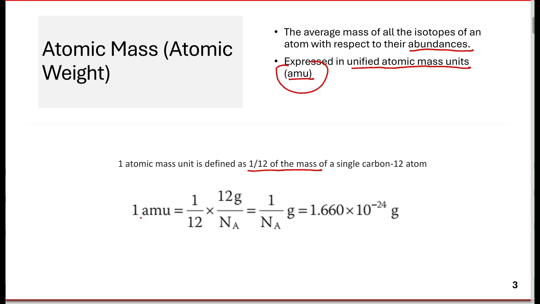So how do we calculate that? We have that one atomic mass unit, this is 1/12, we said, of the mass of a single carbon-12 atom. So 12 grams divided by N_A. N_A is the Avogadro's number, which is 6.02 times 10 to the power of 23. So we are not using this one in calculation, so you don't need to bother yourself too much. This one is just to determine what AMU is.